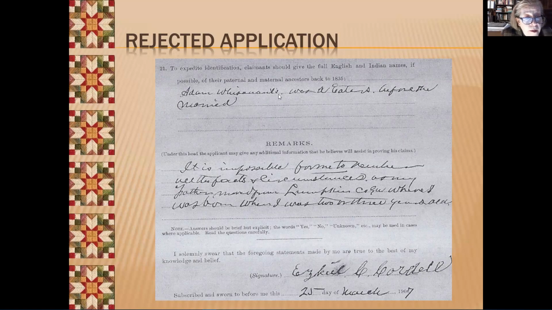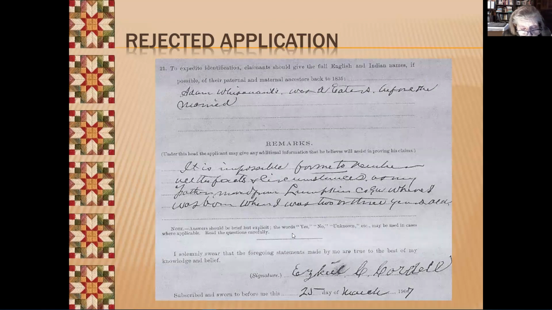And then it says, give the paternal and maternal ancestors back to 1835. And that to me looks like it says Adam Whisenhunt, but here it's saying giving a maiden name before she married. So I'm not exactly sure what that says, but I think that says Whisenhunt. But this is down here. And in the remark section, it's kind of hard to read, but I've got it transcribed here.